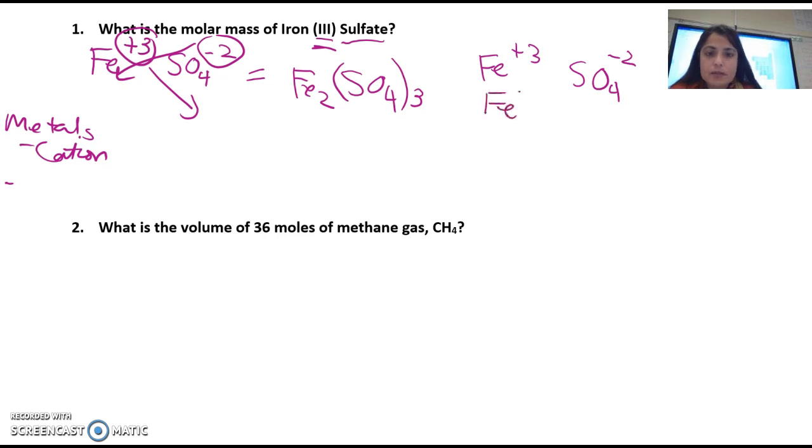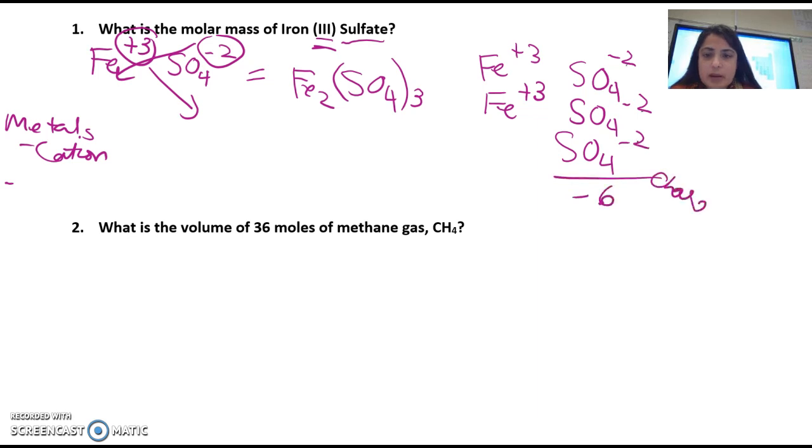So if I put another Fe +3, that's 6. SO4 -2 is -2, another SO4 -2 will be -4, and a third is -6, right? This is only the charge we're adding here, okay? And then 3 + 3 is +6. So +6 minus 6 is 0. So net charge is 0. And that's why you do this swapping, to make the net charge 0.